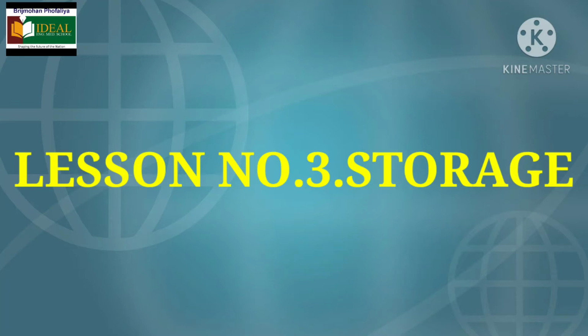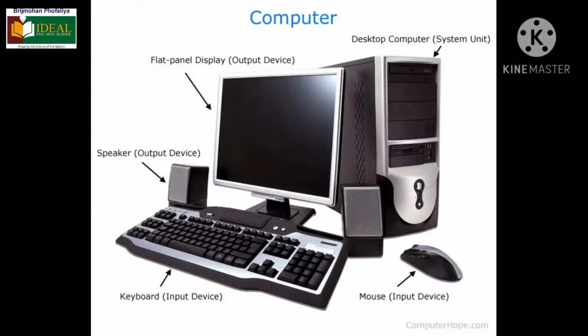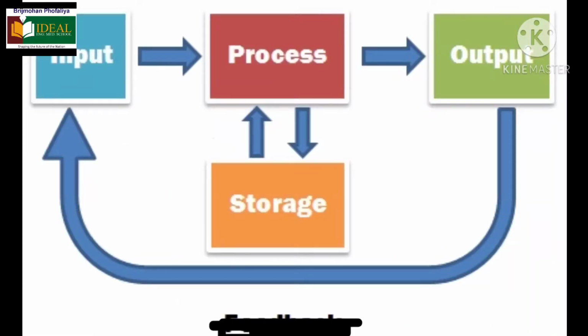After a long time we are going to start now our lesson number 3, that is storage. Storage of data, programs and information is one of the most important functions of a computer. As we know, a computer is an electronic device that processes raw data with the help of a program, and it produces meaningful information, and these functions are performed in the cycle of IPO. It means input, processing and output.